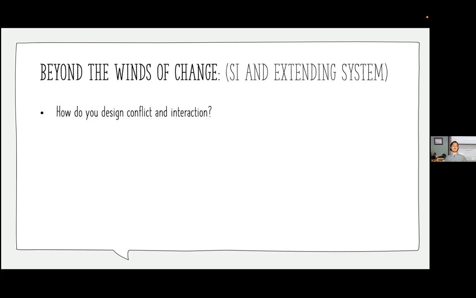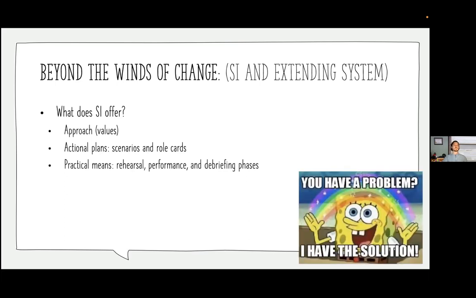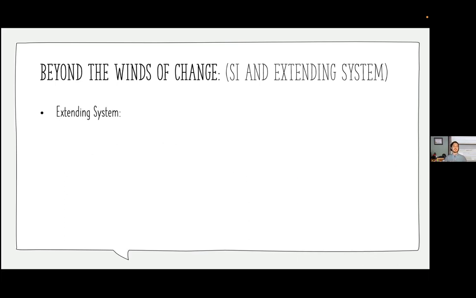So how do you design conflict and interaction? The trick is limitations. You set roles, you have scenarios, and you have focused speech acts. Sounds kind of counterintuitive. So what does SI offer exactly? In my opinion, it's approach, actionable plans, and practical means. So now we need to extend our idea of system.